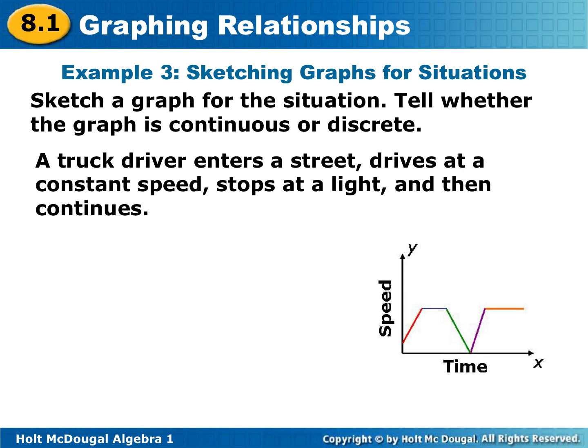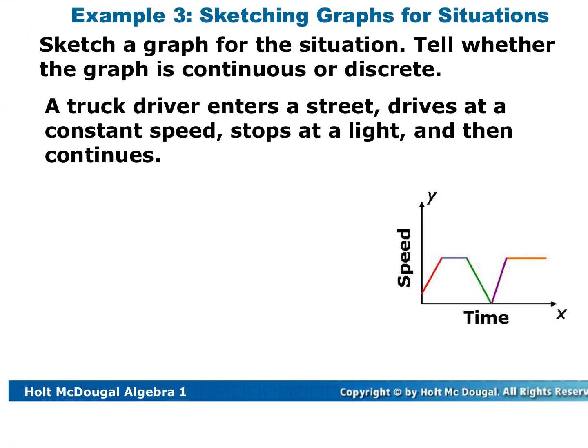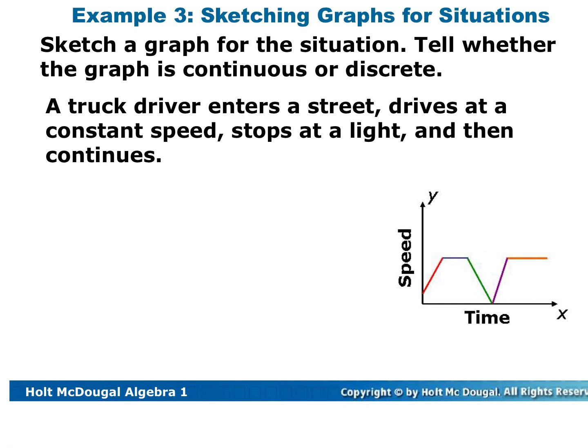Okay? So, looking at this graph, we're going to go through it, and here's what we want to do. We want to tell whether the graph is continuous or discrete. Okay? So, here's what you need to know. A truck driver enters a street, drives at a constant speed, stops at a light, and then continues on. Okay? So, looking at this graph, is this something that is considered continuous, or is this something that is considered discrete?